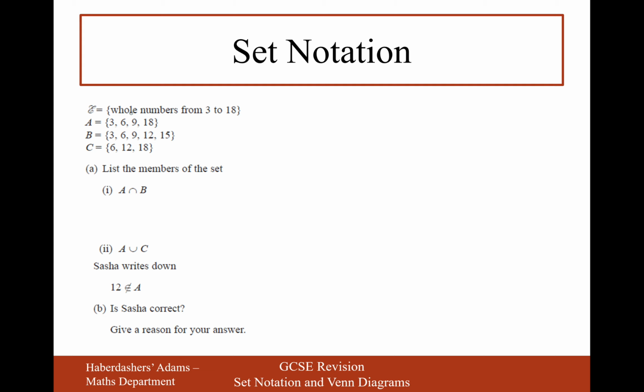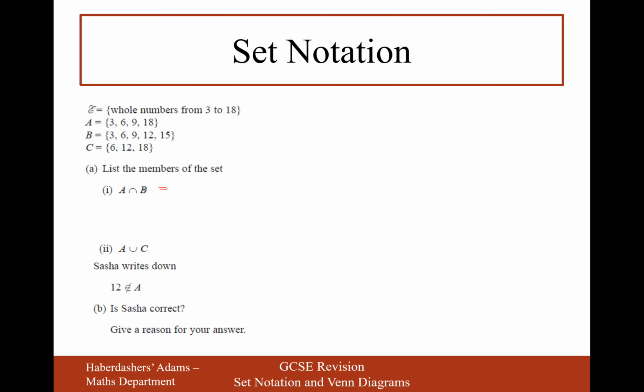Okay, so in this question, it's the whole numbers from 3 up to 18. A is the set 3, 6, 9, 18. B is the set 3, 6, 9, 12, 15. C is the set 6, 12, 18. List all the members of the intersection of set A and B.